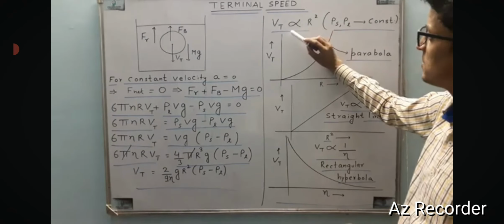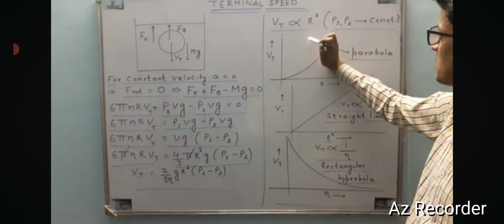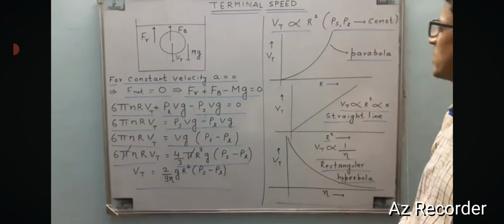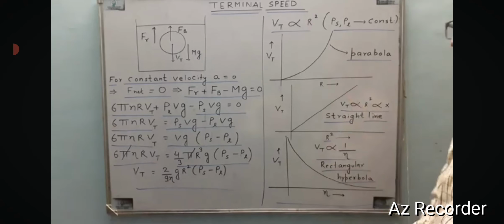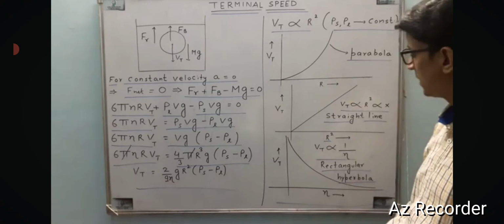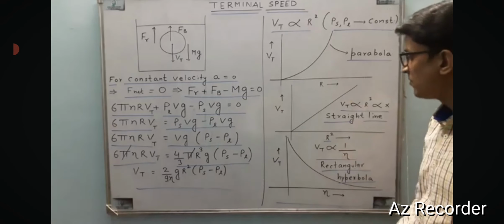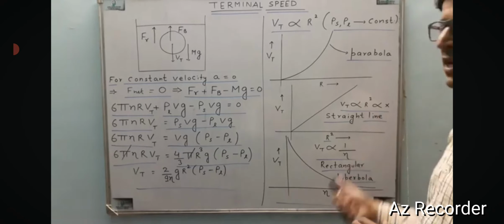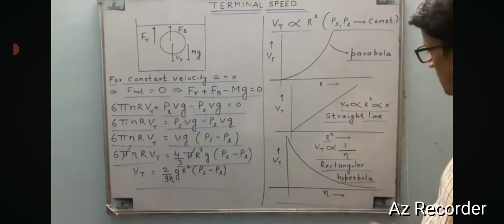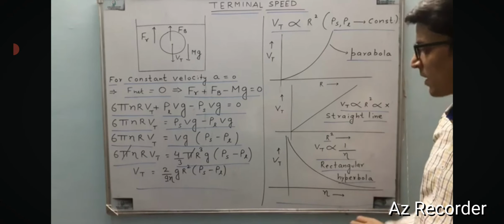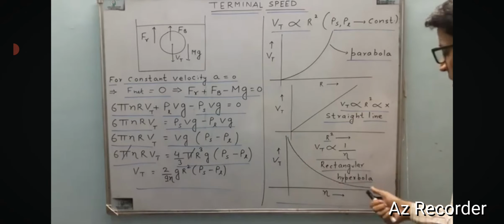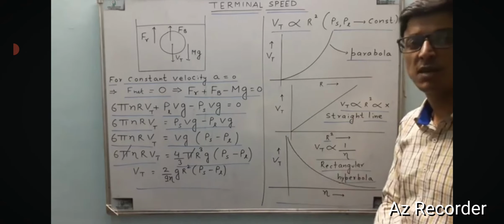Now let's look at the graphical variations. The first thing is terminal speed is proportional to r square if rho solid and rho liquid are constant. So the graph will be a parabola between terminal speed and r. If we look at the graph between Vt and r square, that will be a straight line. I assume that r square is equal to x, so that will be a straight line variation. And if I draw a graph between Vt and eta, the graph will be a rectangular hyperbola.